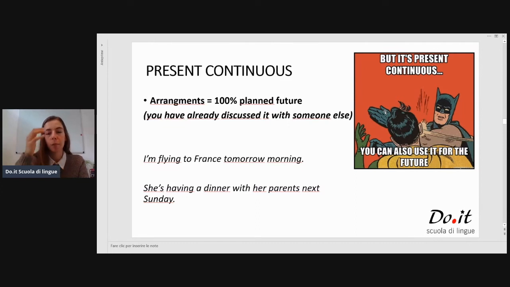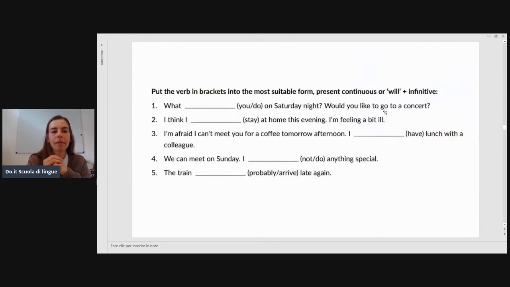Quindi qua appunto abbiamo questo esempio che lei ha preso appuntamento con i suoi genitori per cenare prossima domenica, right? So she's having a dinner. 100% sicuro. Sorry, I will repeat this very often. Okay. So let's move on.